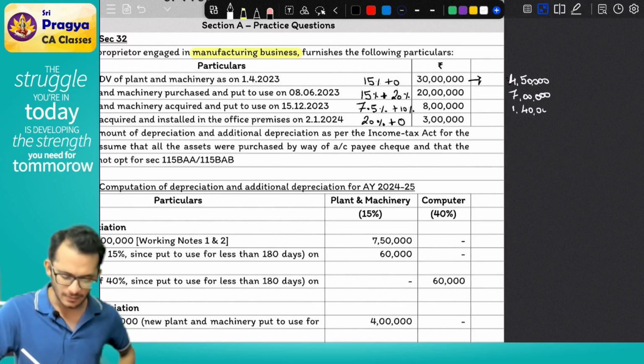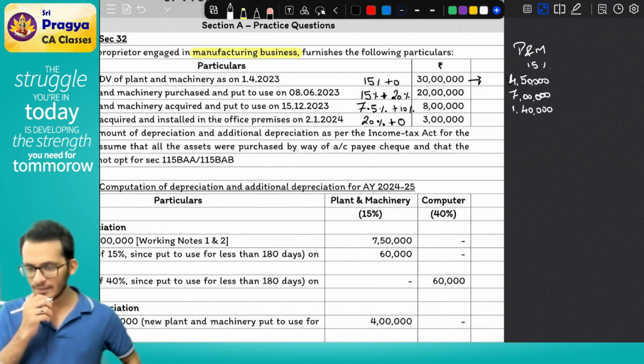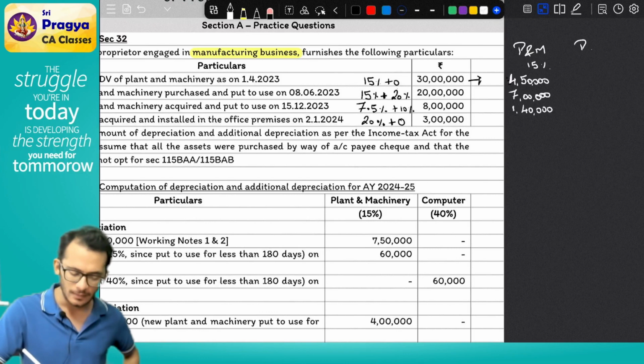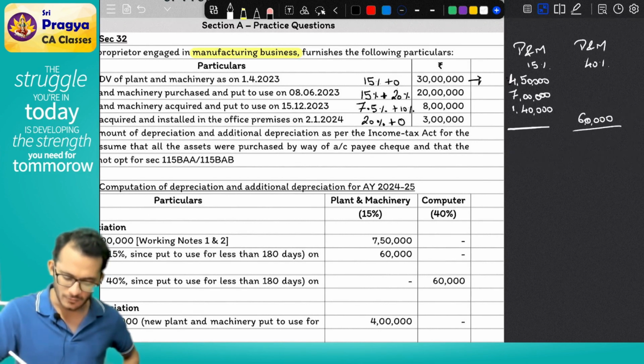1,40,000. Now understand, this is one block called plant and machinery at 15%. Yes, the last item on the bottom is a separate block which is called plant and machinery at 40%. So therefore I'll put a separate block for this. 3 lakh into 20% will give me 60,000. So the depreciation which I can claim for the first block is 12 lakh 90,000. And for the second block I can claim 60,000. Total depreciation is 13 lakh 50,000.